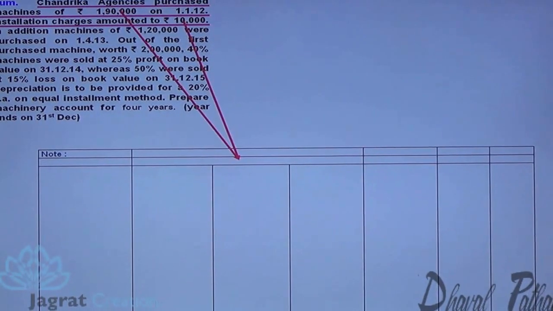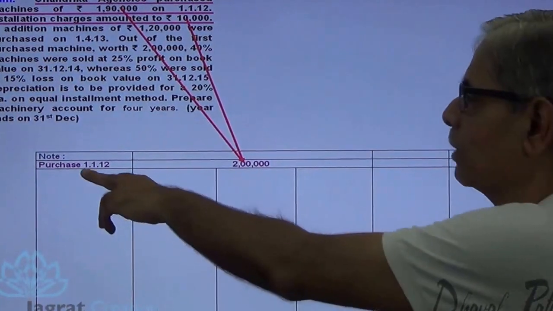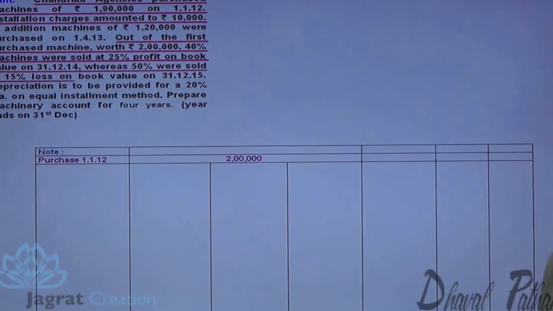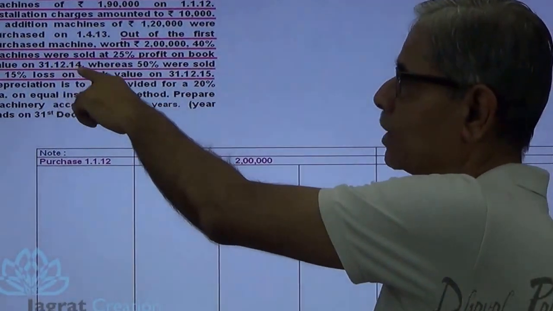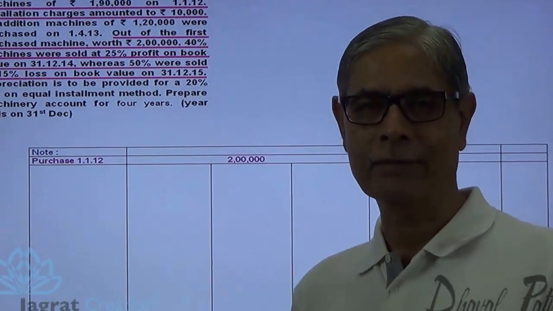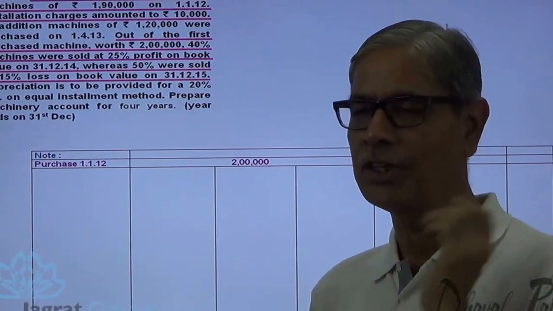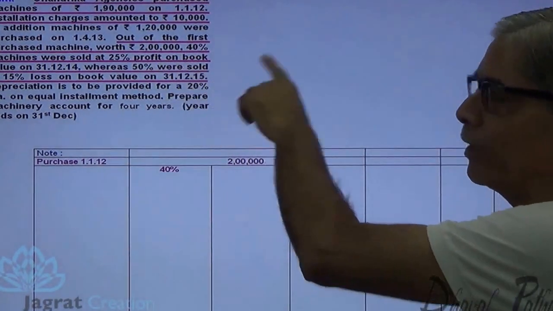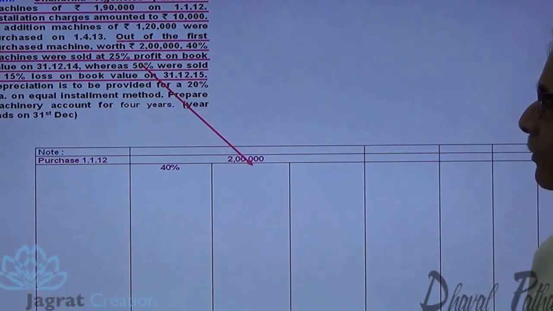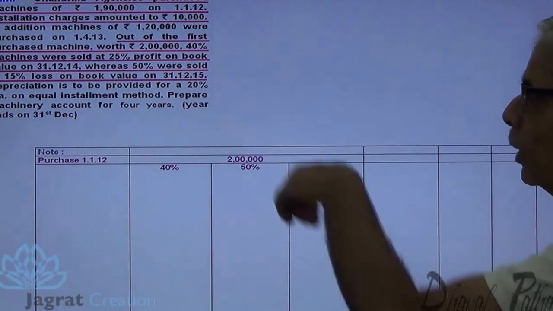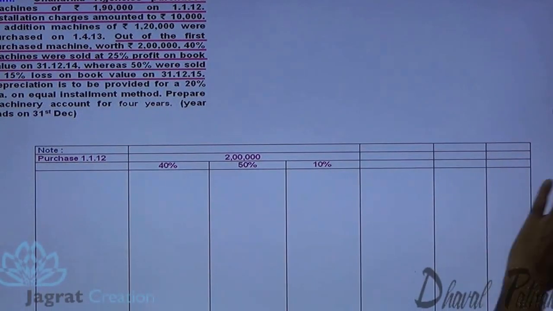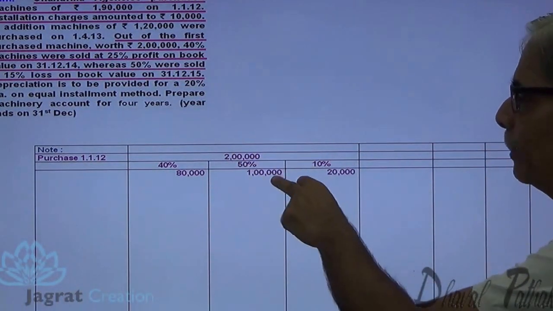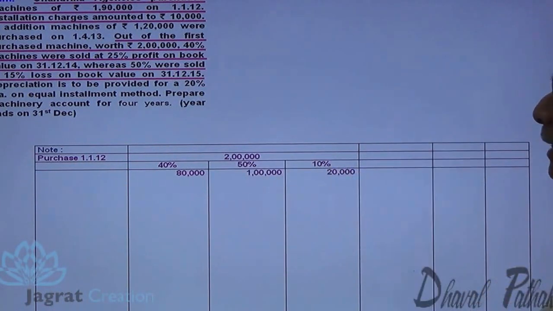So first machine purchased on 1/1/2012, 2 lakhs. 40% portion sold on 31st of December 2014, so after 3 years. So let me bifurcate 40%. 50% sold on 31st of December 2015. That is after 4 years. And 10% portion is not sold. So 2 lakh into 40%, 80,000. 2 lakh into 50%, 1 lakh. 2 lakh into 10%, 20,000.